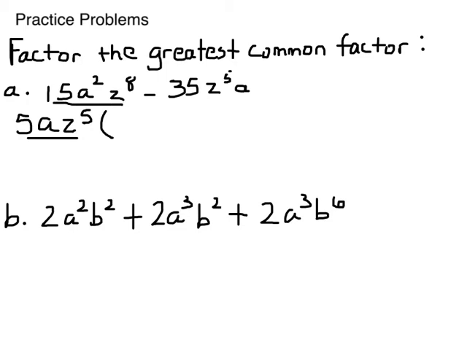5 times 3 is 15. If I've got a, I'm going to need one more a. If I've got z to the 5th and I need z to the 8th, I'm going to need 3 more z's there. Alright, and I'm going to do the same thing. This times what gets me this. Well, 5 times 7 gets me 35. I've got a, and I've got z to the 5th. So this would be my answer.